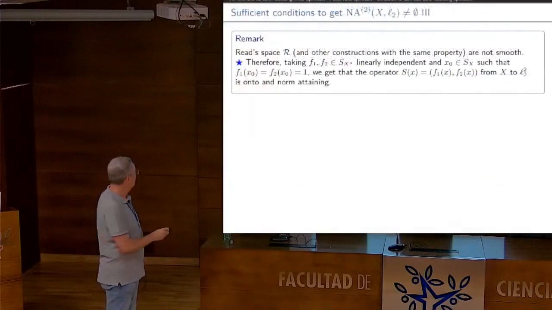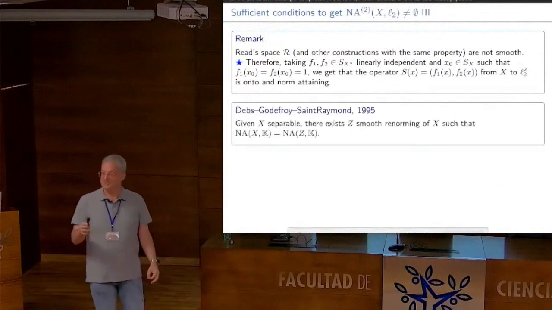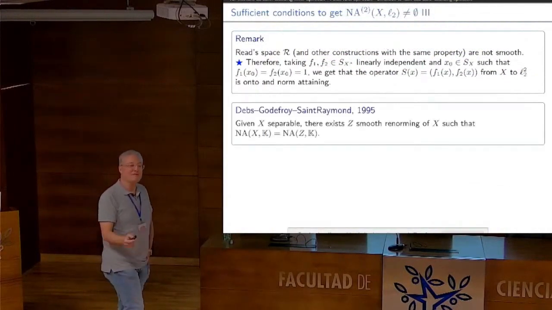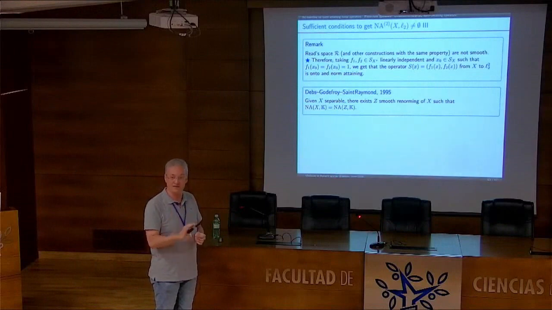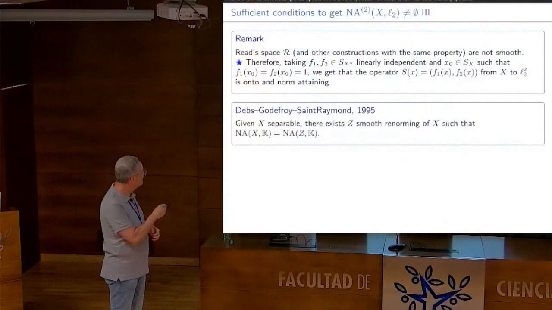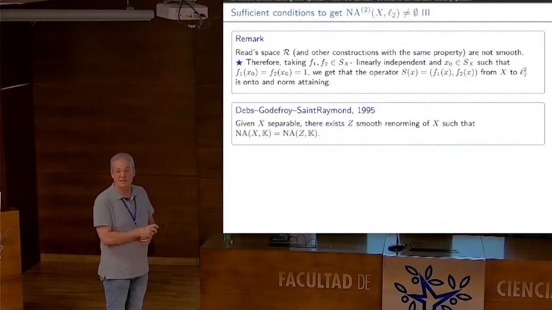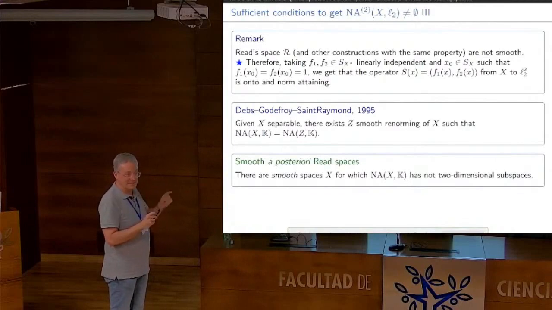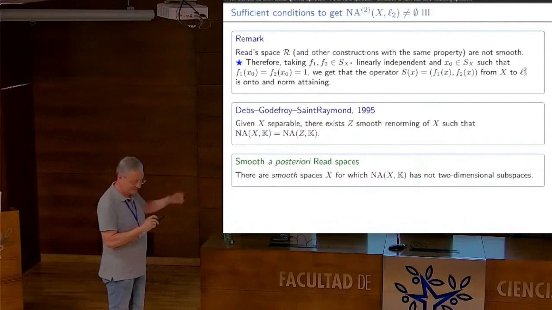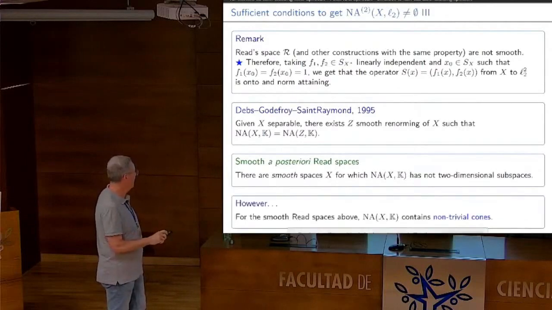So, okay, but more problems. You can renorm Read space with the same property that the set of non-attaining functionals contains no subspaces and is smooth. So you cannot use this in this new Read space, which is smooth. So there are a posteriori Read spaces that are smooth. I mean a posteriori because you make them smooth after you prove that they are Read. Okay, so what do we do now?